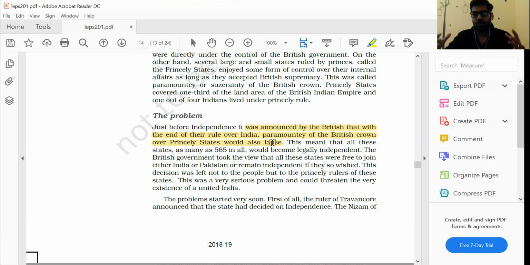Paramountcy: my great grandfather did an agreement with the British, made British paramount. Paramount, I told you, sabse bada, the supreme power. Now, in 1947, when Britishers are gone, that paramountcy has lapsed. So now the current prince or the current king is the ultimate power. I am the paramount. Patel would tell me, no, you are not. You are a part of India.